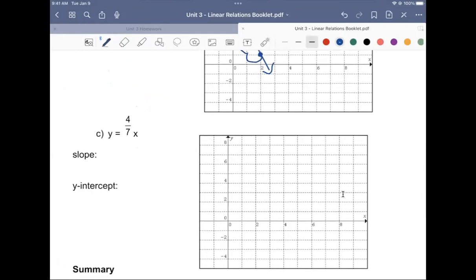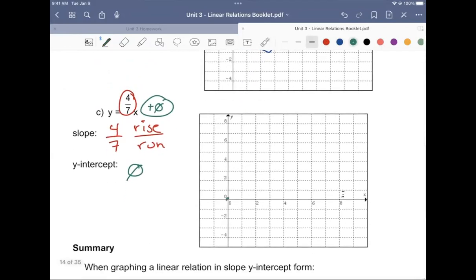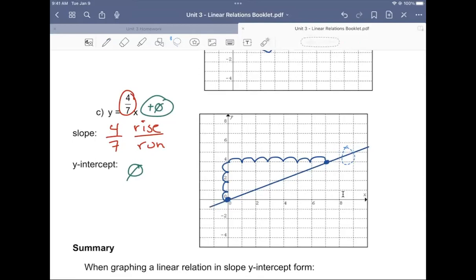Another example here, we have 4 over 7x. So we know that 4 over 7 is our slope. That's our rise over our run. Our y-intercept, there is nothing here, so we assume it's +0. So our y-intercept is 0. I'm going to start by plotting my y-intercept. And then I'm going to go up 1, 2, 3, 4, and over 1, 2, 3, 4, 5, 6, 7. My second point is here. Connect my dots. I'm just going to move that up a bit. There we go. Add my arrows, and I am done.